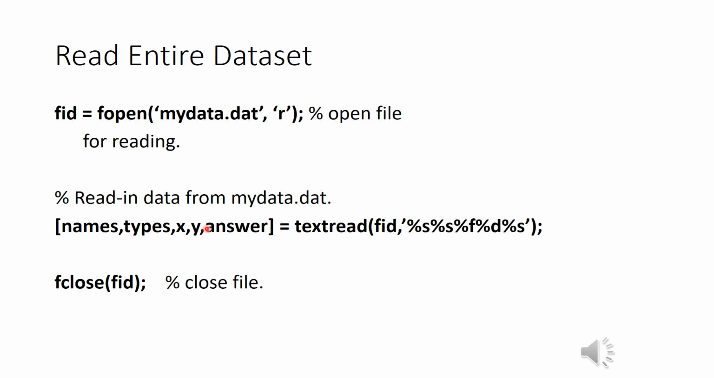So here is another: names, type, x, y and answer. So textread will read, and this textread has the first argument fid, which means which file it is. So fid is a specific id for the file which has been opened, and the fid has some data from this fopen function. So it is a specific FID for that specific file.